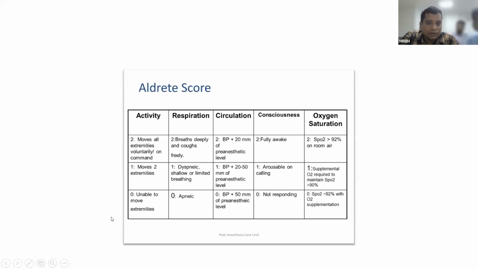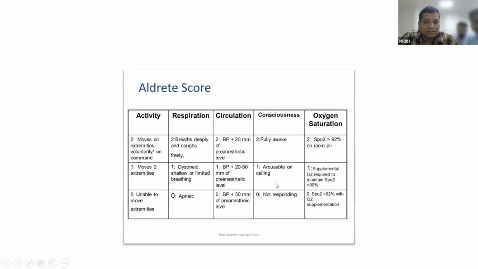The Aldrete score ranges from 0 to 2 for each item. For activity: unable to move the extremity, 0; moves the extremity, 1; moves all extremities voluntarily on command, 2. For respiration: apneic, 0; dyspneic or shallow or limited breathing, 1; breathes deeply and coughs freely, 2. For circulation: BP plus or minus 50 mm of pre-anesthetic level, 0; BP plus or minus 20 to 50 mm of pre-anesthetic level, 1; and BP plus or minus 20 mm of pre-anesthetic level, 2.